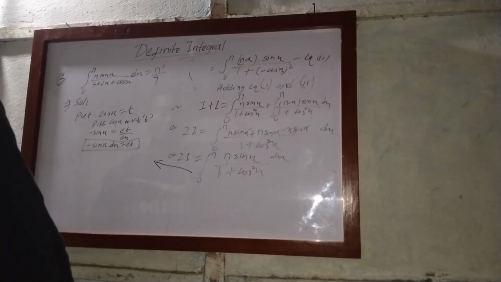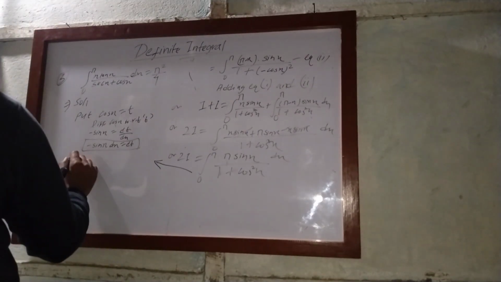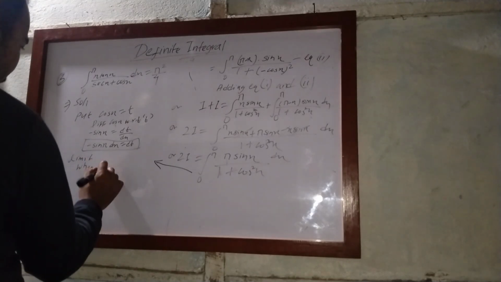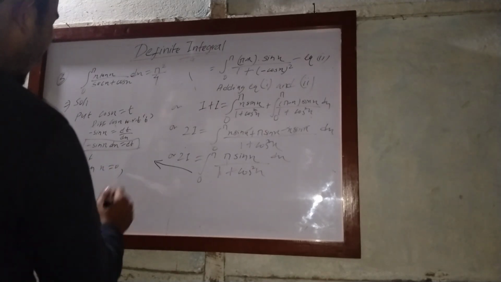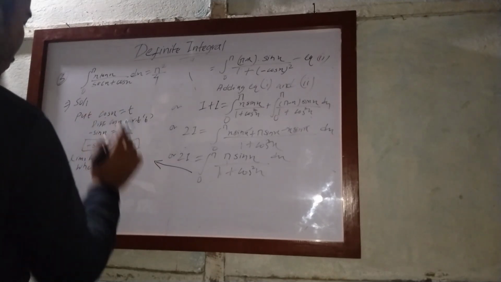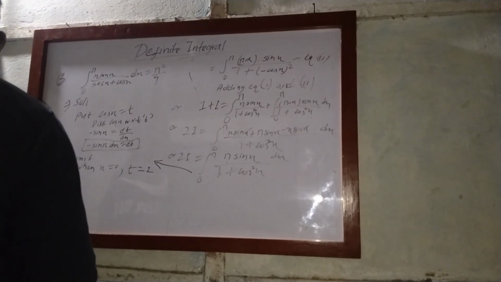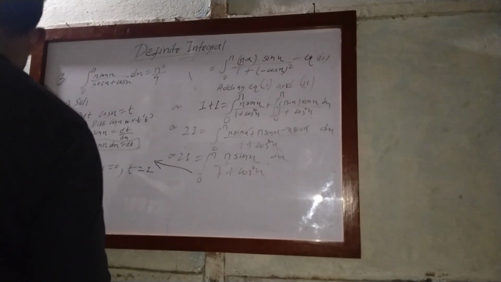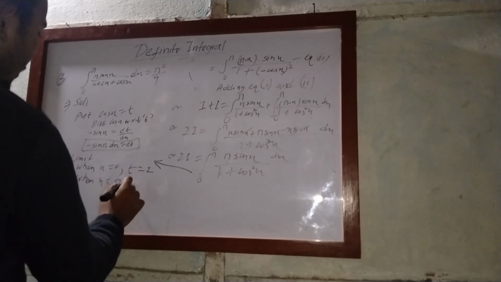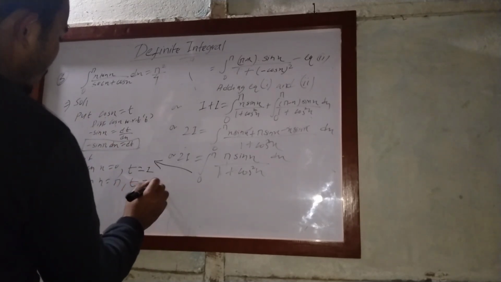So I think we have to change the limit. When x is equal to 0, t is equal to, if we put 0 in place of x, cos 0 is equal to 1. Next, when x is equal to pi, t is equal to cos pi; pi is 180 degrees, so this is minus 1.